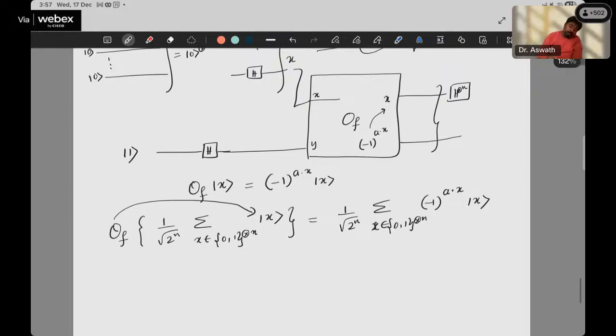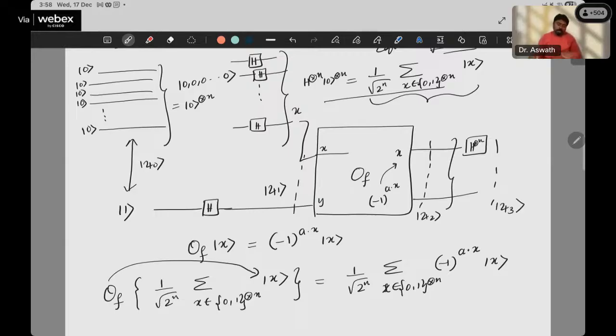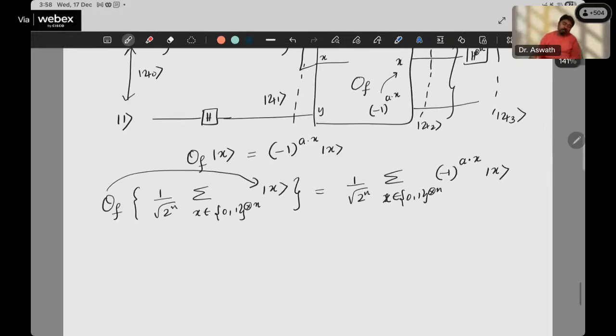So if I note down, this is very early stage, this is psi naught. At this point let's say I have psi 1. At this point let's say I have psi 2. At this point I have psi 3. Right now we are at psi 2. What is psi 2?